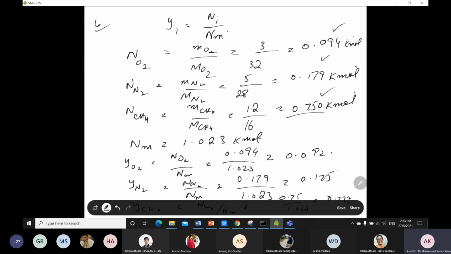Okay, so this is part B, where we have to find the mole fraction. This is basically the molar analysis. Part A is basically the gravimetric analysis, in which we found the mass fraction. In this part B, we found the mole fraction, so this is the molar basis. You have to note it down, then move towards the next part.